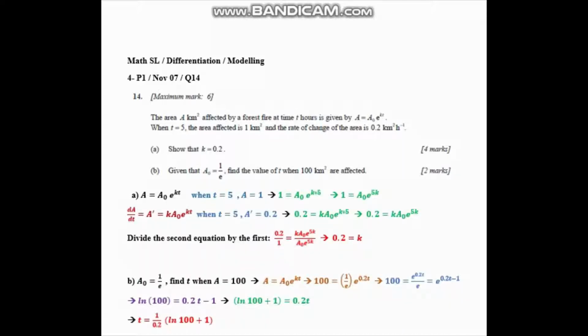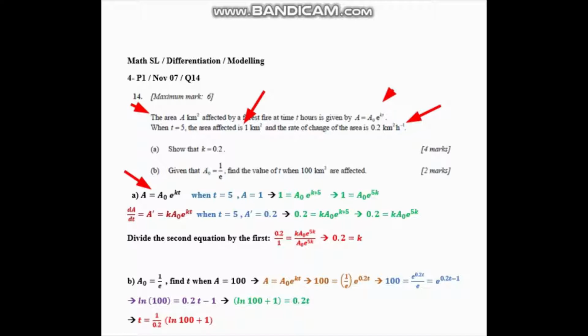So we are given that the area A kilometers squared which is affected by a forest fire at time t hours is given by this equation right there, rewritten in black right there. A equals A naught e to the power of kt. When t equals 5, the area affected is 1, and the rate of change of the area is 0.2 kilometers squared per hour. You are asked to show that k equals 0.2.